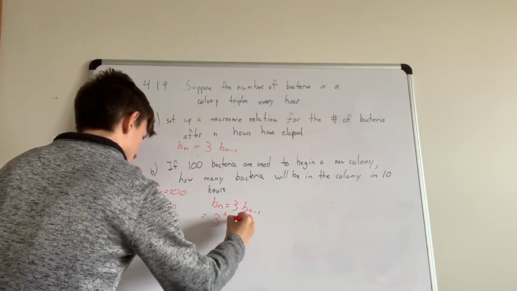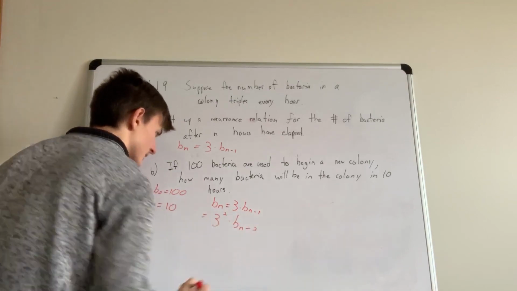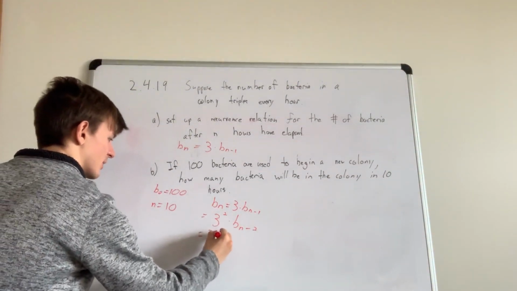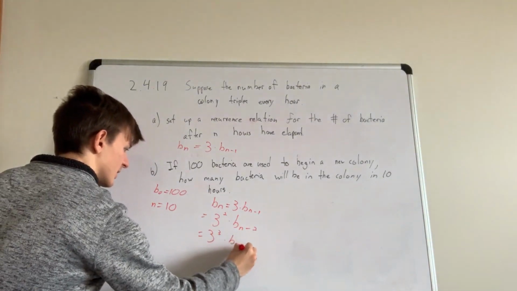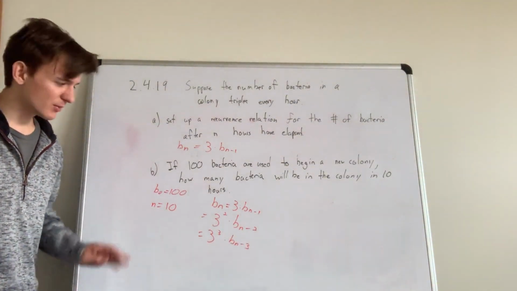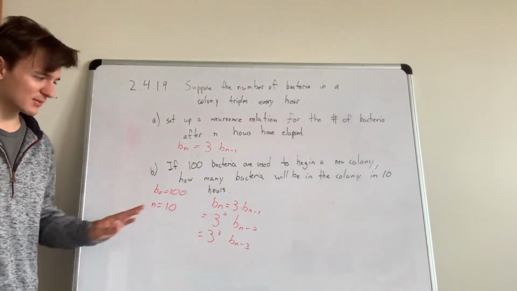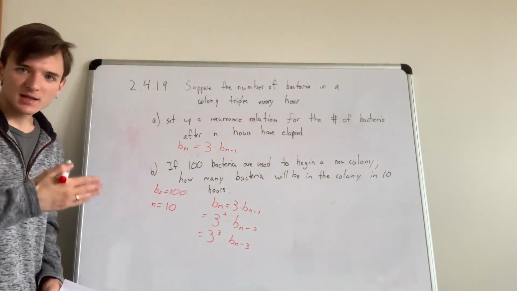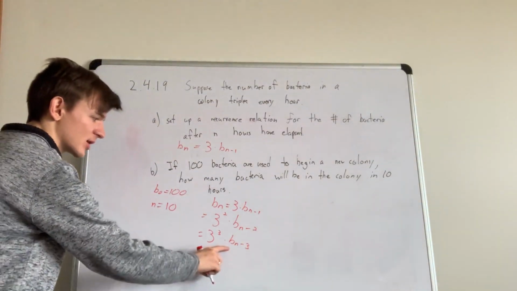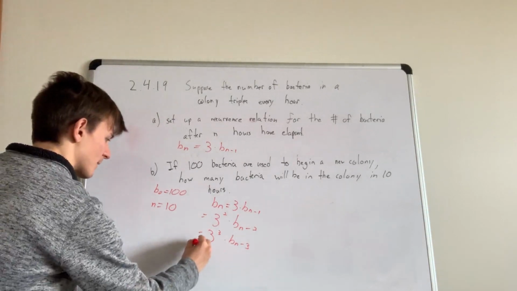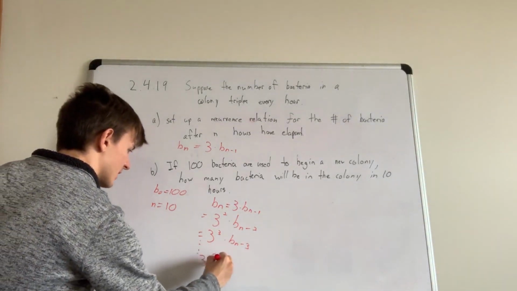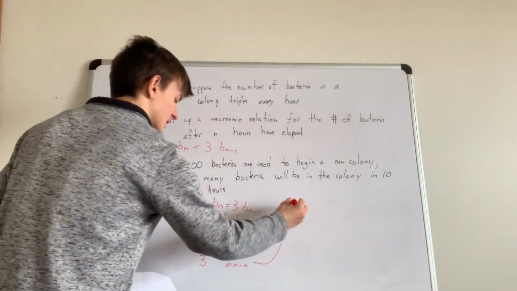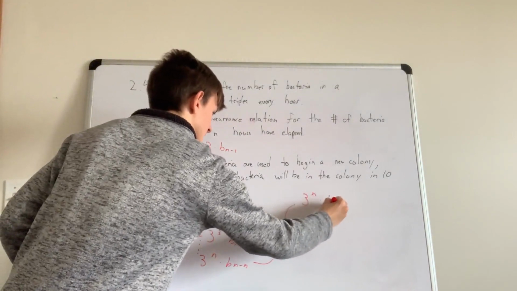3 squared times b of n minus 2, right? And where have we seen this before? This continues. 3 to the power of 3 times b of n minus 3. And we already see a pattern emerging. We've done this before. The same formula has arisen. So when we do this up to n iterations, and we try to get to b of n minus n, that's just 3 to the power of n times b of n minus n, right? And of course, that's just 3 to the power of n times b of 0.